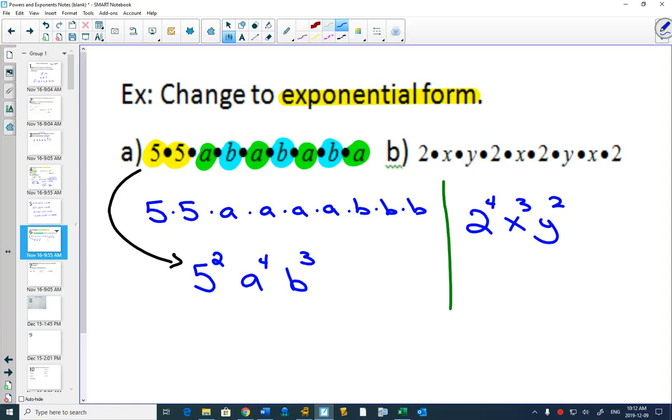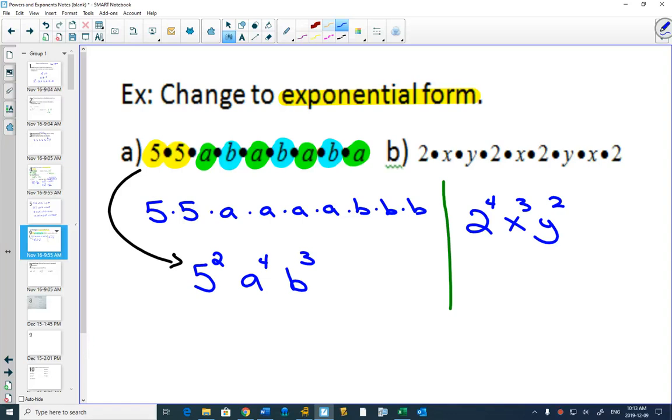The hard part is the new definition. If you don't know what exponential form is, you can't go to the next step, which is, can you count to 4? Can you count to 2? Can you count to 3? So the definition is really important and makes the math easier. Write it as a power.